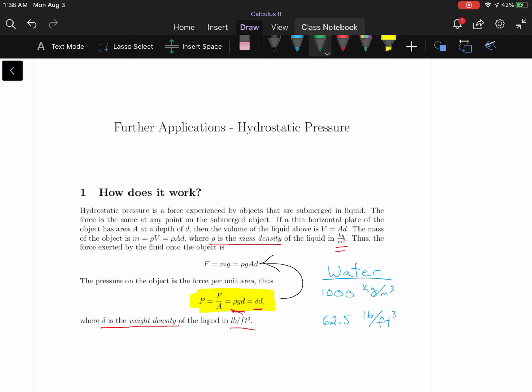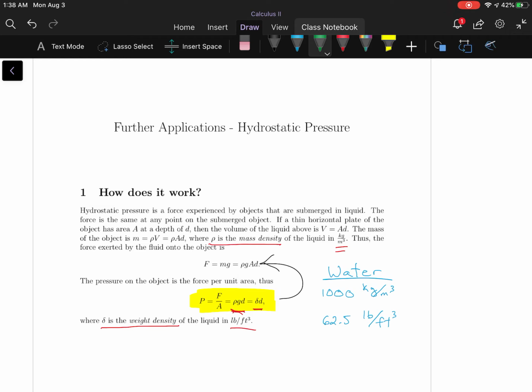You're going to need to get force, which is pressure times area. If you look at the highlighted equation, if you solve for force, you'll have pressure times area, or rho g d times area, or delta d times area. Which of those rho g d A or delta d A versions you would use really depends on the units of the information that are given. And I'll try to highlight that as we progress through the examples.